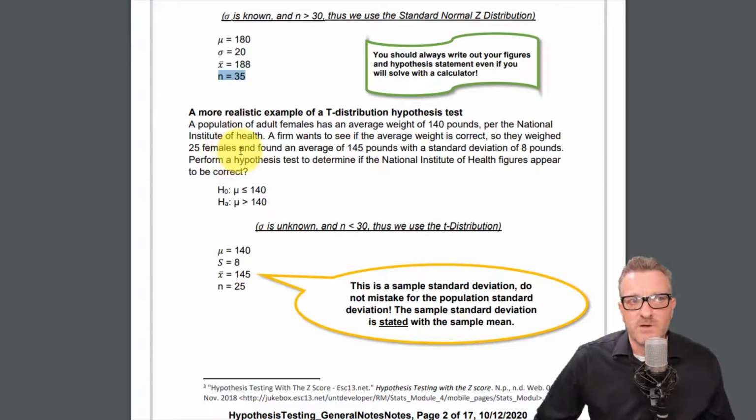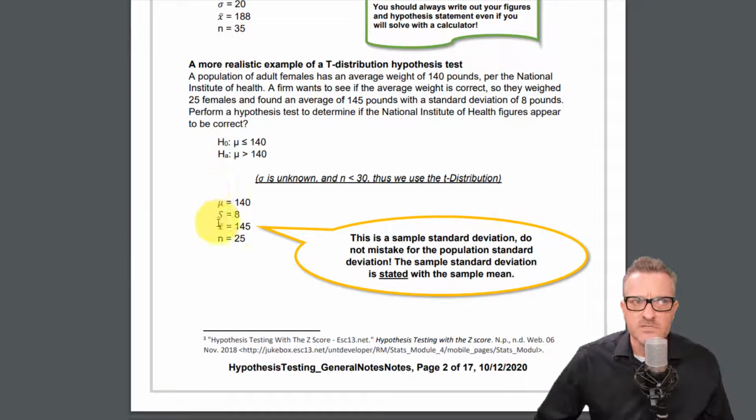So it says a population of adult females has an average weight of 140 pounds per the National Institute of Health. A firm wants to see if the average weight is correct, so they weighed 25 females and found an average of 145 pounds with a standard deviation of 8 pounds. Perform a hypothesis test to determine if the National Institute of Health figures appear to be correct. So once again, this is modeled after the other one, but our assumption is that they weigh more. So it's the same setup.